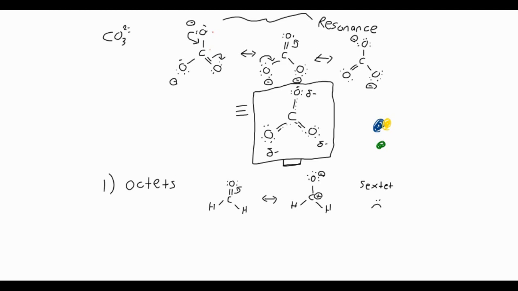So we would call this the major resonance contributor, and this is the minor. So we do observe a hybrid of these two structures, but what we see is closer to the major structure than the minor structure. So maintaining the highest amount of octets is one thing to keep in mind.